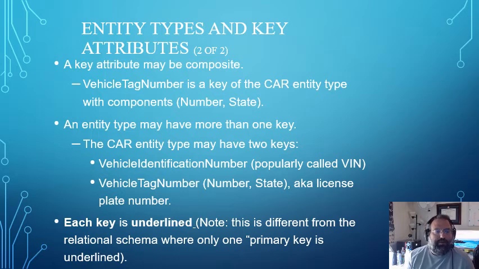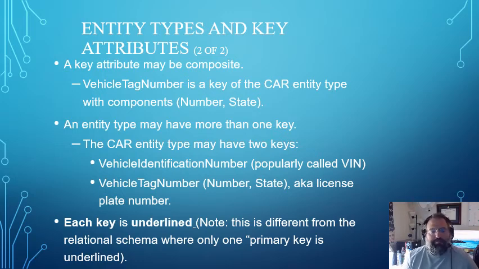A key attribute may be a composite, so you may have a composite set of values that make the key. Vehicle tag number is a key of the car entity type with components number and state. So within the state of, say, West Virginia or Ohio, there will be a single value that identifies a given car, but there could possibly be two cars in different states with the same license plate, but they belong to different states, hence the composite nature of the key.